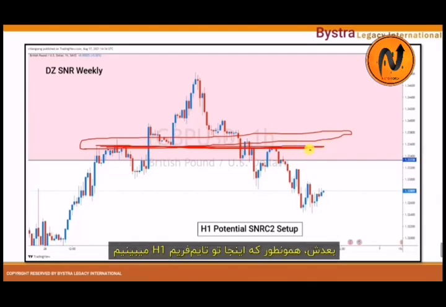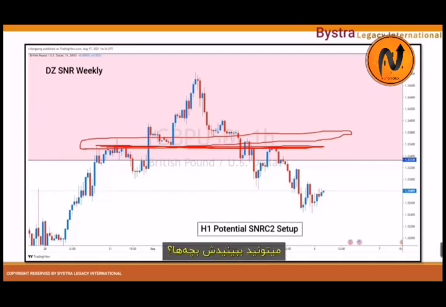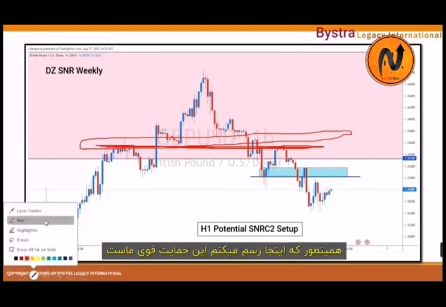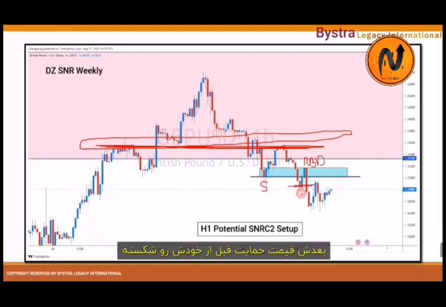Next, as we can see here in the H1 time frame, there is a potential SNRC2 setup. Can you see that, guys? Let me show it to you. There we go, this is the potential SNRC2. As I draw here, this will be our strong support, and this will be our rally base drop. Then the price has broken this previous support, so it has broken one, two supports, then it is a valid SNRC2 setup.